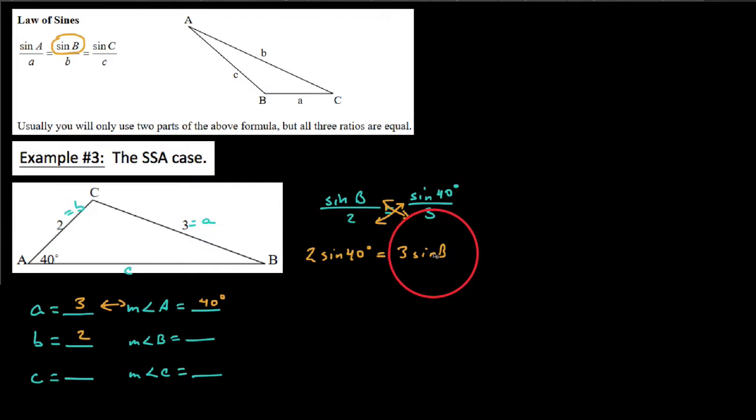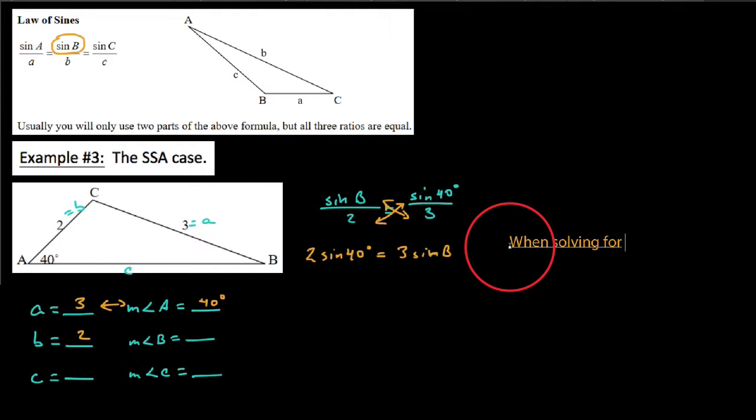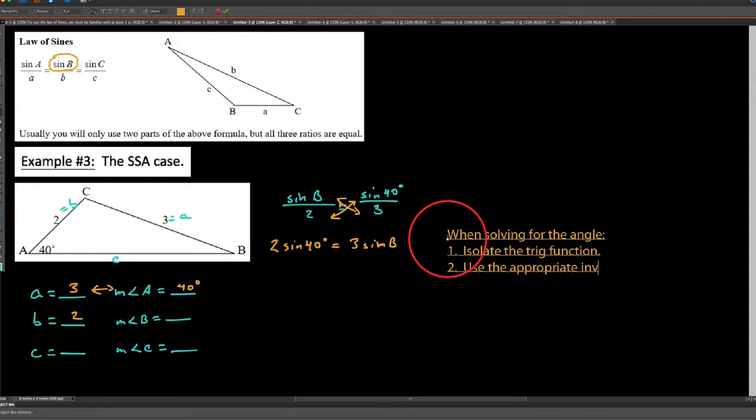Now the thing here is when we're solving for an angle, what we want to do first, and let me just write this out here. When solving for the angle, we're going to isolate the trig function. And then what we're going to do is use the appropriate inverse trig function to solve for the angle.